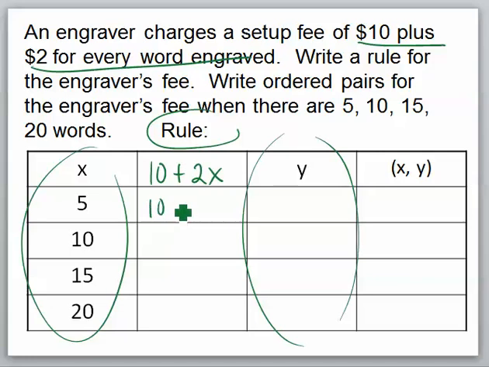So you'd have 10 plus 2 times 5. That'd be 10 plus 10, which is 20. And I'll go ahead and stop there. The ordered pair would be 5, 20. The biggest thing I want to talk about was the rule, and what it means is just to write an expression.